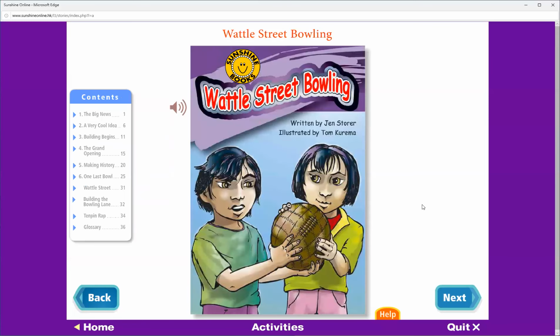Wattle Street Bowling. Written by Jen Storer. Illustrated by Tom Karima. Click on the speaker on each page to hear the story read. If you get stuck, click on the Help button.